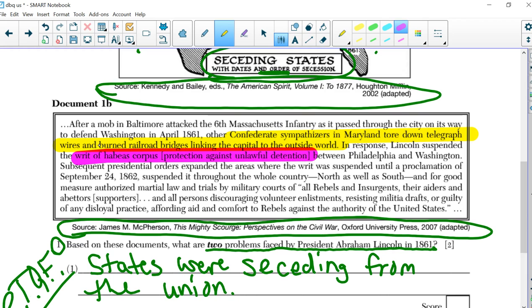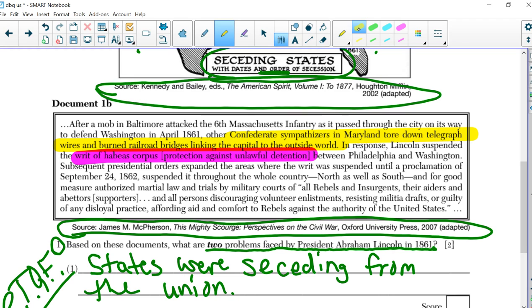Okay, so let's keep reading. Between Philadelphia and Washington, I'm going to go back to yellow. Between Philadelphia and Washington, subsequent presidential orders expanded the areas where the writ was suspended until a proclamation of September 24th, 1862, suspended it throughout the whole country, north as well as south.